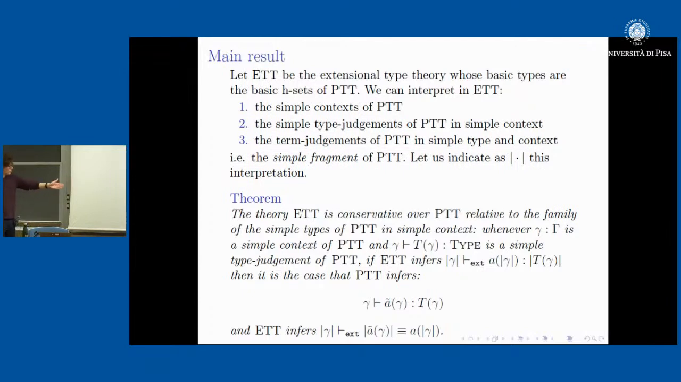So let us briefly make this out. What does it mean? It means that despite PTT actually being weaker than ETT, because there are things that ETT proves and PTT doesn't, there is an interesting family of type judgments, namely the simple ones, where the two theories have the same power.